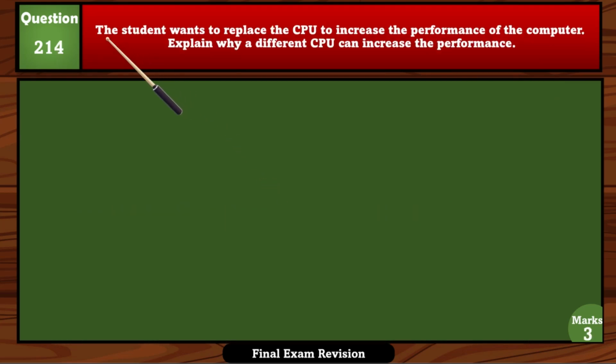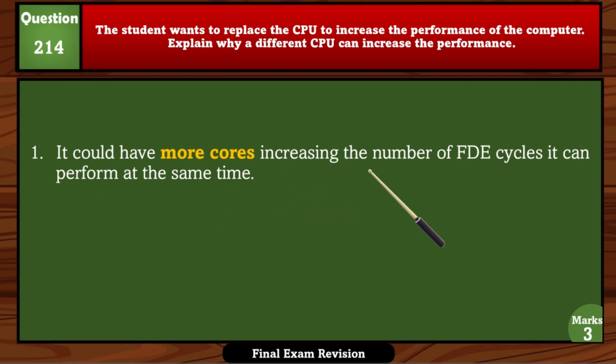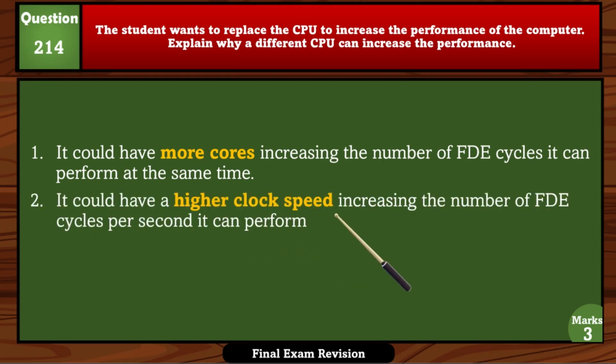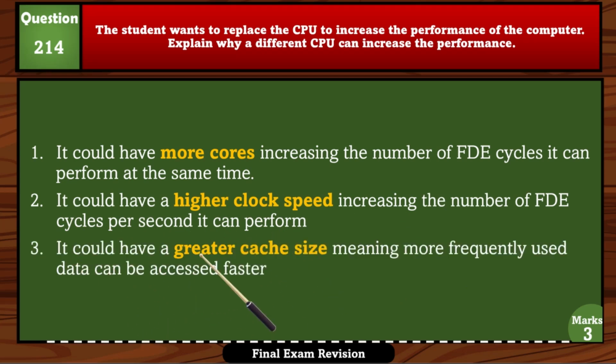Question 214. The student wants to replace the CPU to increase the performance of the computer. Explain why a different CPU can increase the performance. Number one, it could have more cores, increasing the number of fetch, decode, execute cycles it can perform at the same time. Number two, it could have a higher clock speed, increasing the number of fetch, decode, execute cycles per second it can perform. And number three, it could have a greater cache size, meaning more frequently used data can be accessed faster.